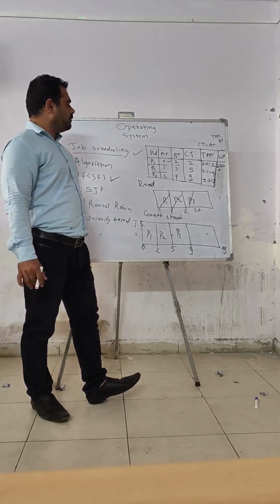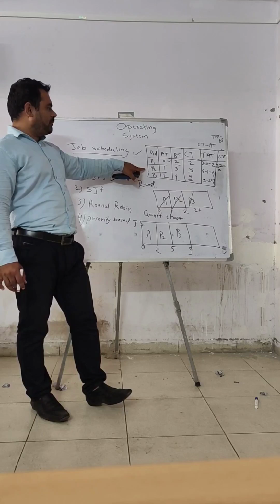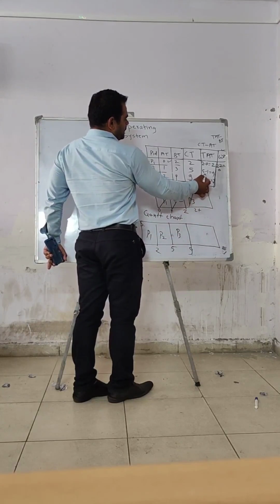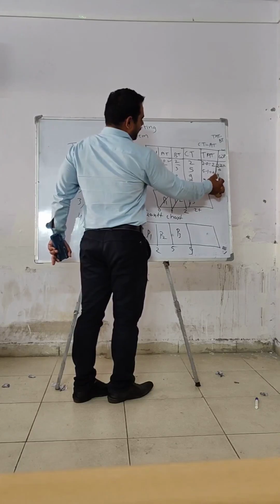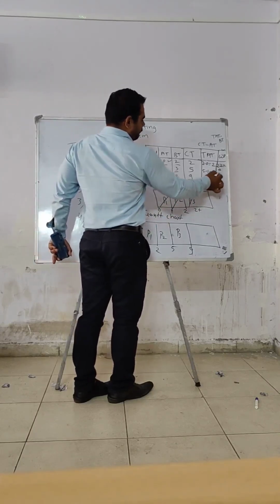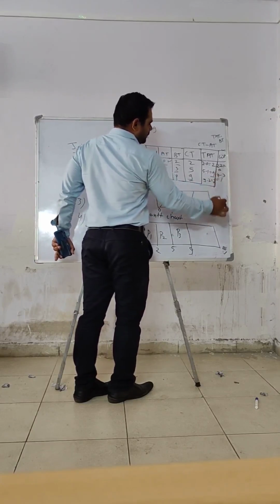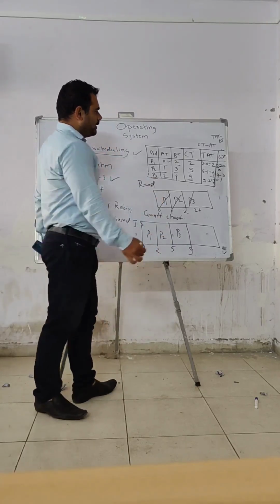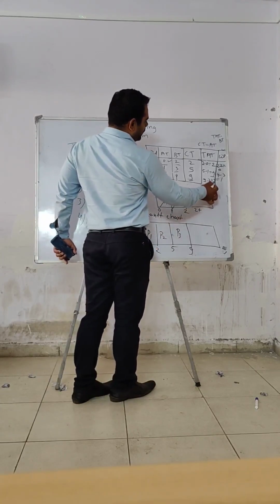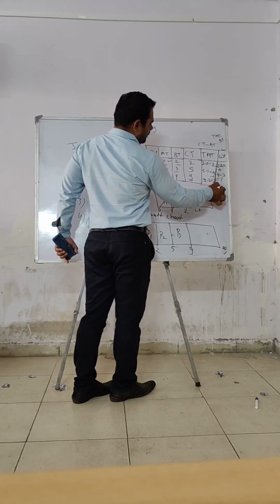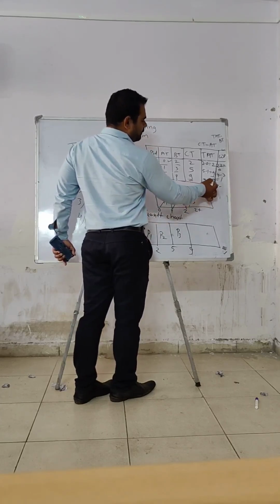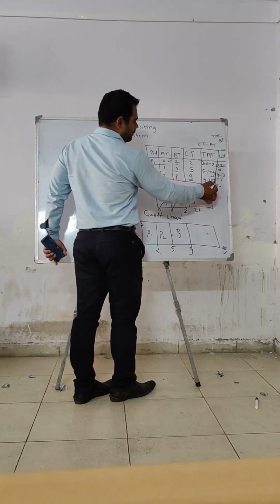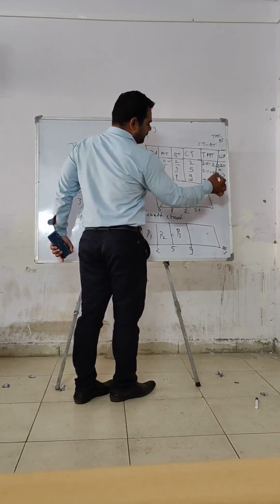It means that it didn't wait in the ready queue for long. Now we will calculate the waiting time of P2. Turnaround time of P2 is 4 and burst time of P2 is 3. 4 minus 3 is equal to 1. Waiting time of P2 is 1. Now we will calculate the waiting time of P3. Turnaround time of P3 is 7 minus burst time of P3, which is 4. It will be 3.